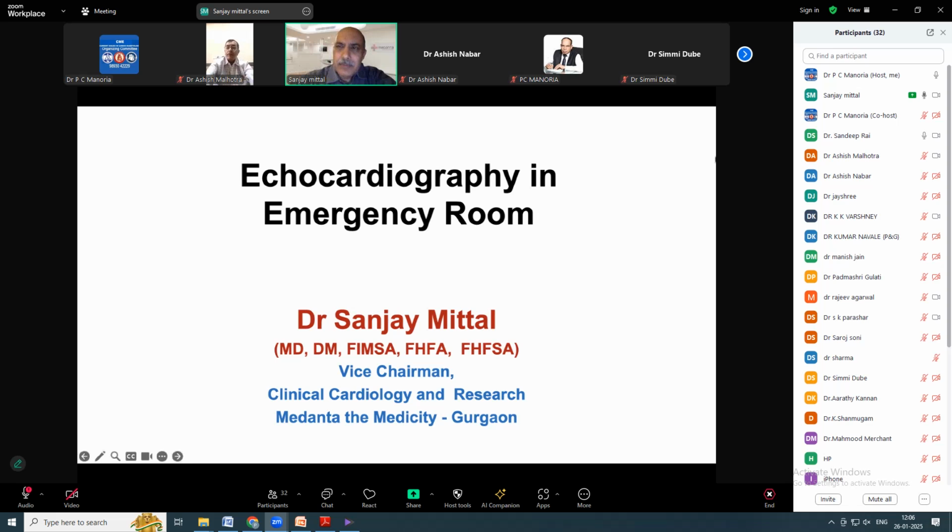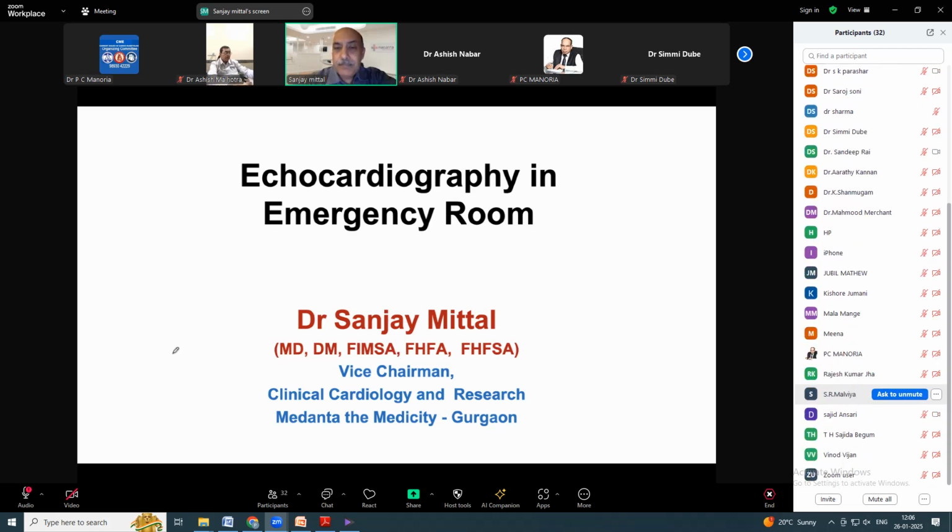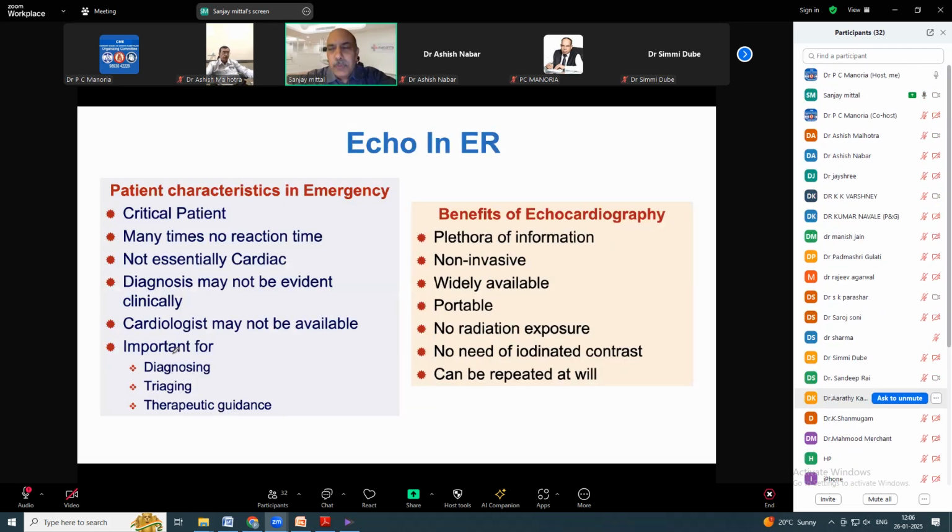In today's scenario, I would consider that echocardiography is just like a stethoscope. It gives you much more information, specifically in the emergency rooms. But the problem is, when we are talking about the emergency room, we have a situation at hand, and that is that we do not necessarily have a cardiologist there.